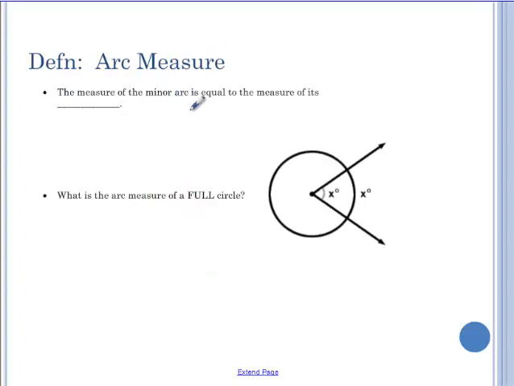The measure of a minor arc is equal to the measure of its corresponding angle. If the angle in here is 45 degrees, the arc out here is 45 degrees. And the arc measure for a full circle, if I were to start here and go all the way around, because it matches with the angle going all the way around, an arc can be up to 360 degrees.